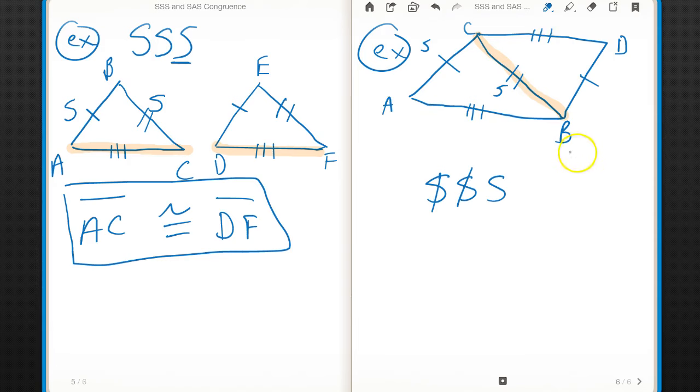This is AB. Needs to be congruent to, that's the symbol for congruent. AB needs to be congruent to this side over here. It could be CD or DC, whatever.